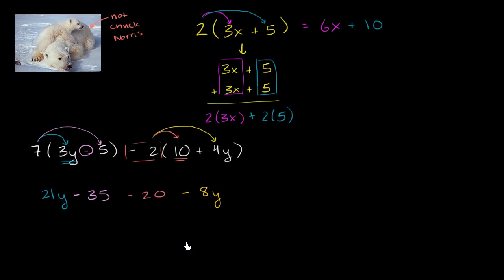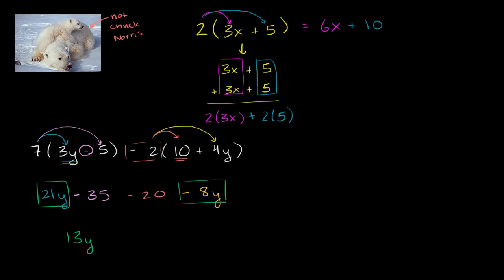And are we done simplifying? Well, no, there's a little bit more that we can do. We can't add the 21y to the negative 35 or the negative 20 because these are adding or subtracting different things. But we do have two things that are multiplying y. You have 21y's right over here. And then from that, we are subtracting 8y's. So if I have 21 of something and I take 8 of them away, I'm left with 13 of that something. So those are going to simplify to 13y's.